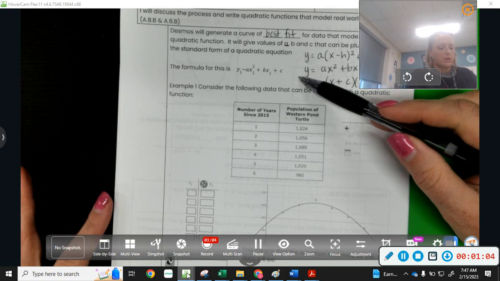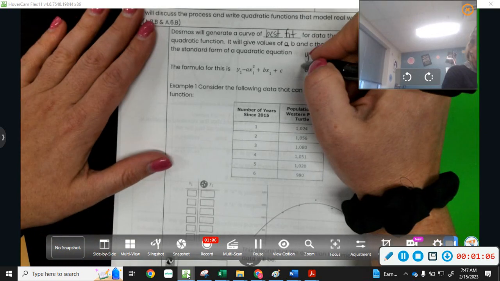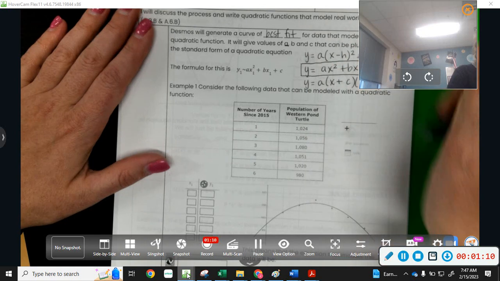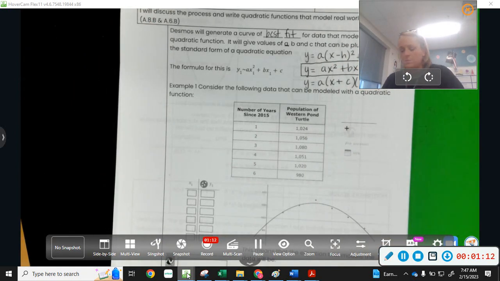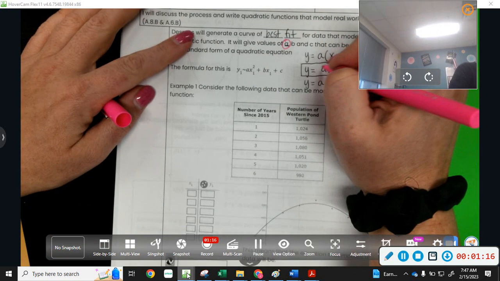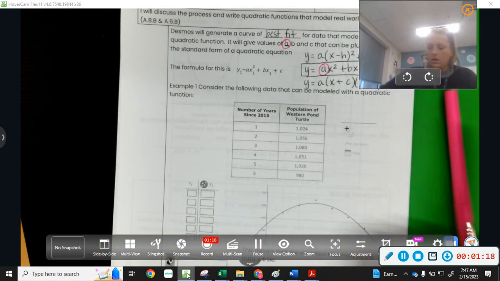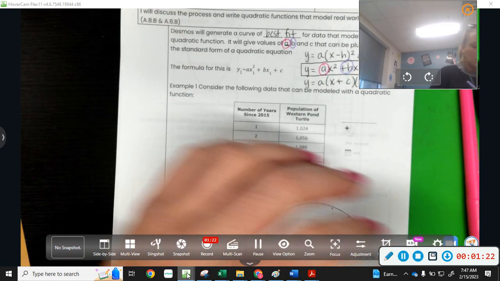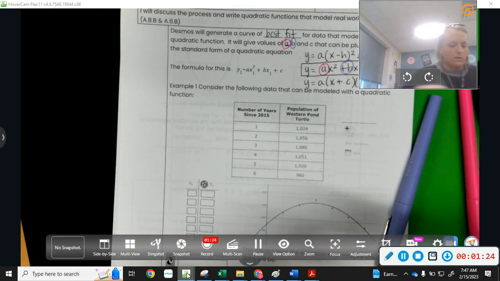The one that we are going to be talking about today is this middle one, where you have an a, a b, and a c. So when we're looking at this, the a value that it gives you is going to go here. The b value will go here. And then the c value will go here.